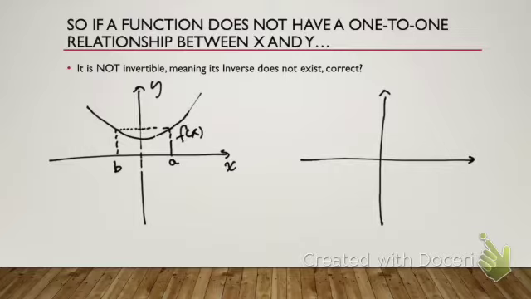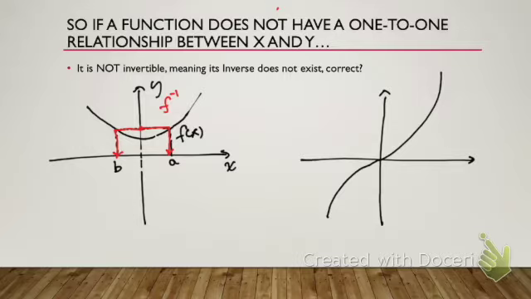Now, if I were to map it back using the inverse function, that means from the value of y, I should be able to map back to a single value of x, right? In other words, I should be able to backtrack and get to a single value of x, hopefully. Well, unfortunately, in this case, it doesn't work because that same value of y can map back to either a or b. So this doesn't work.